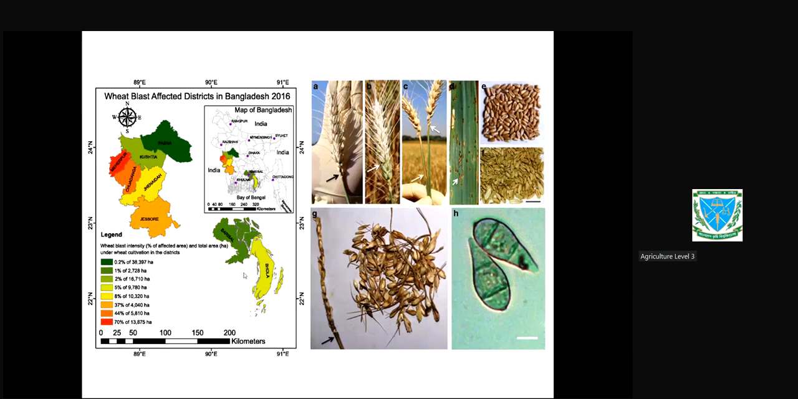But nowadays, there is no serious problem of wheat blast in that area. And here you see the affected plant parts, and the pathogenic structure, conidia. So we noticed this wheat blast in Bangladesh in 2016. In 2016 we first noticed it in epidemic form in Bangladesh. Before this, we had never seen this disease in this country.